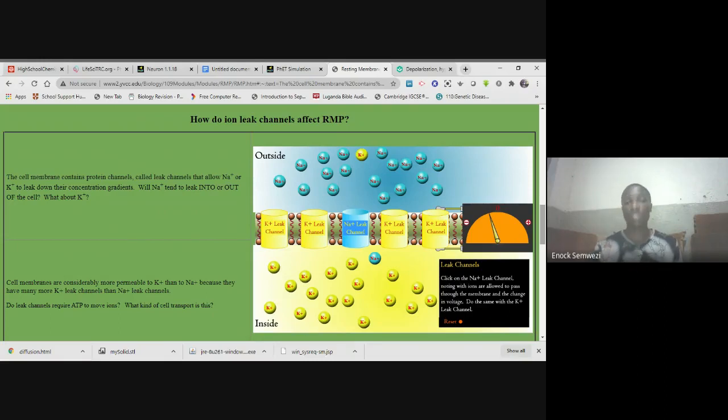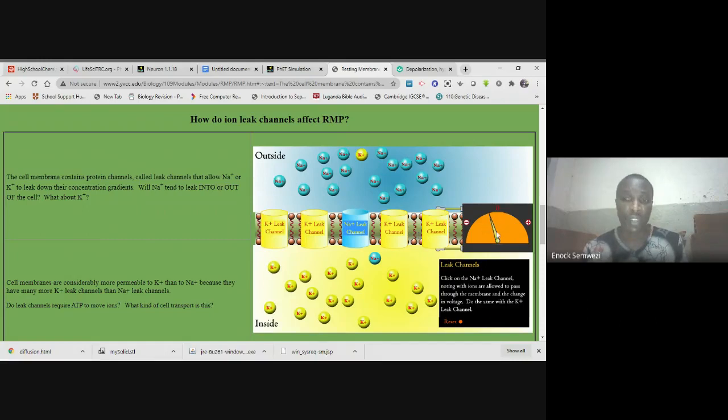Remember, these channels don't close, they are always open, meaning that an ion whose channels are very many has higher chances of diffusing or moving across the membrane more easily, and hence will accumulate on one side than the other whose ion leakage channels are few. Like in this case, just look, we only have one leakage channel for sodium and we have four leakage channels of potassium.